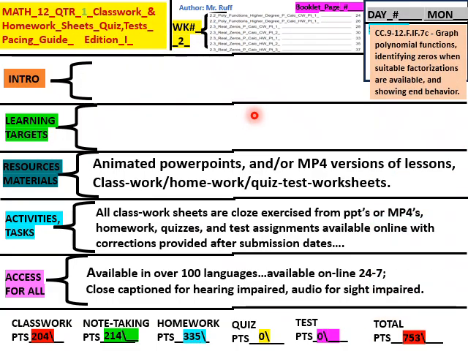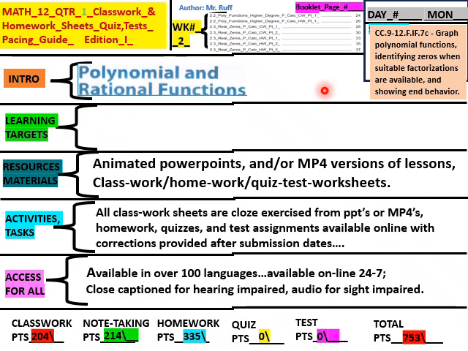And then standards, the main standard is F-IF.7c, graph polynomial functions, identifying zeros when suitable factorizations are available, and showing end behavior. So we get into that. And then our intro will be polynomial and rational functions, which we've covered.